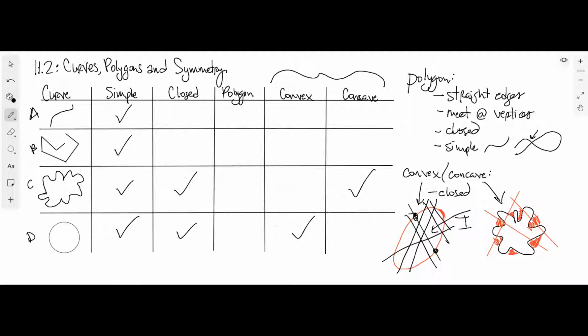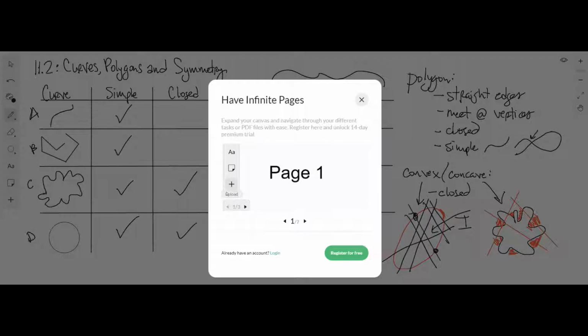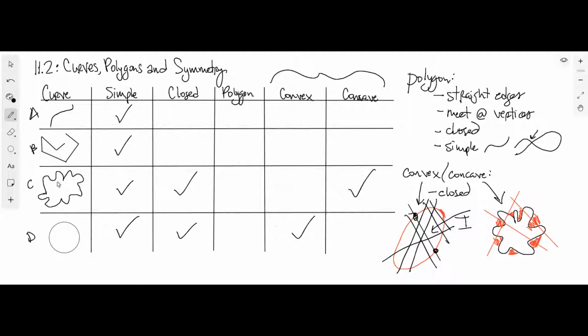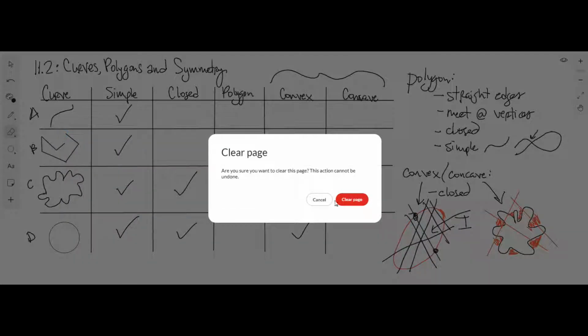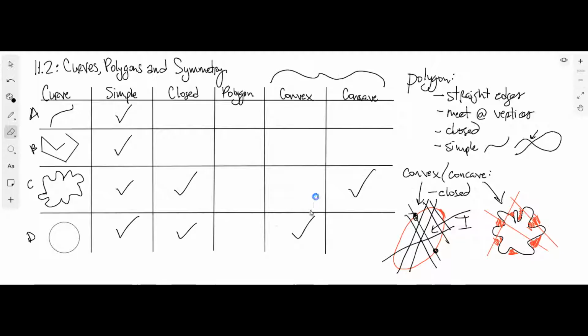All right, so I'm going to add a page to this. I guess I can't add pages because I'm not logged in here. Sorry. Let me just clear this page. Oh, you know what? Let me give you a second before I clear it. I like to give 3 seconds. Pause it, get what you need, and then when you unpause it, I'm going to erase everything.